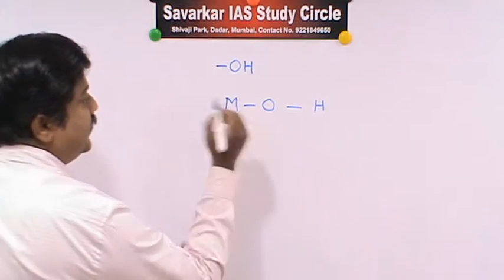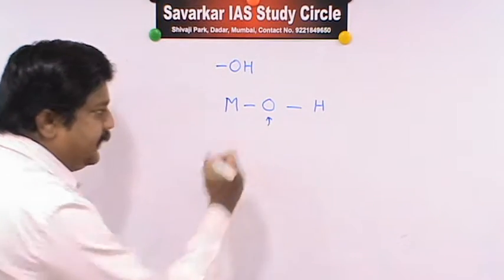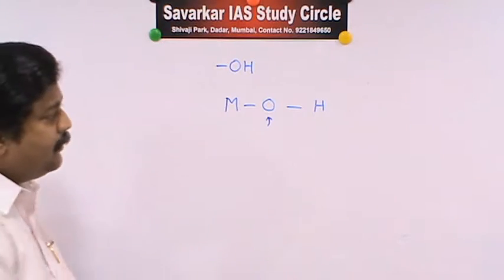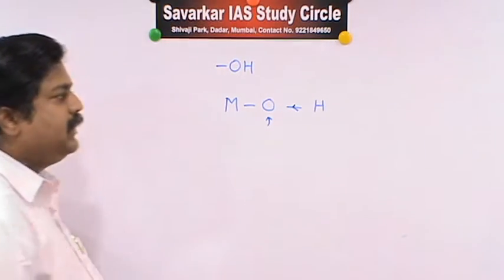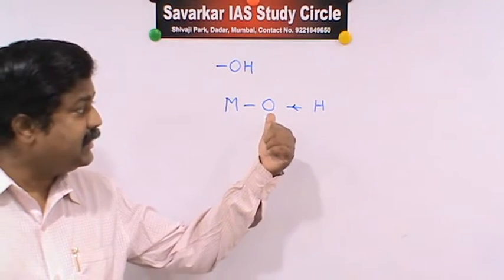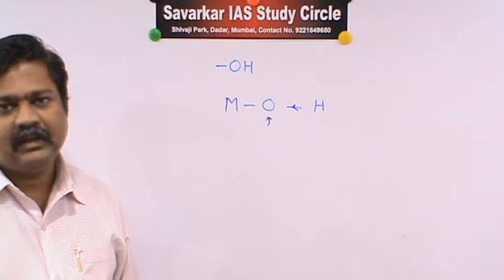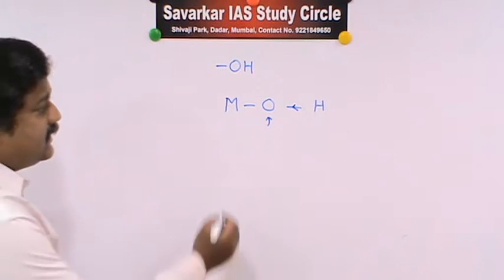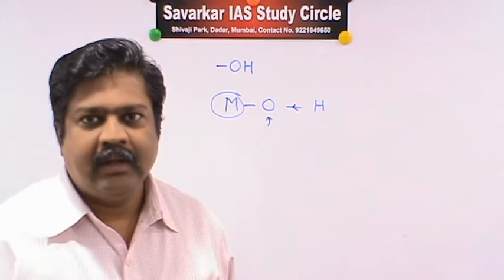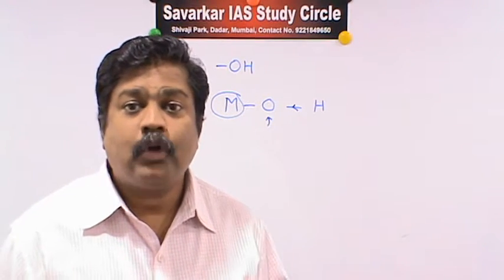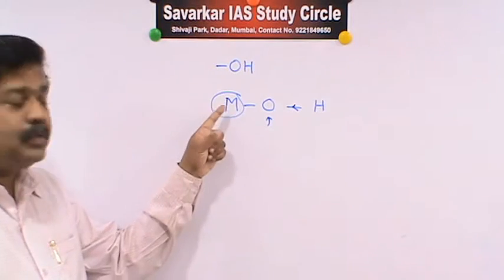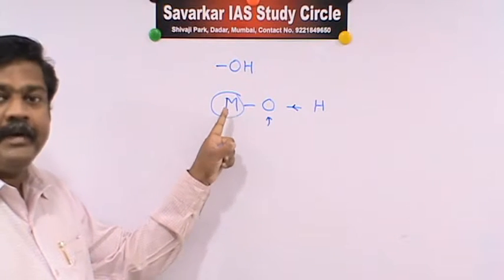Now, oxygen has high electronegativity as compared to hydrogen. So the obvious thing is that oxygen will try to pull the electron cloud towards itself because oxygen is more electronegative and hydrogen is less electronegative. Now, the question is, what is this M? Don't consider M as metal. It is any atom or atomic group, and we have to consider the total electronegativity of M.